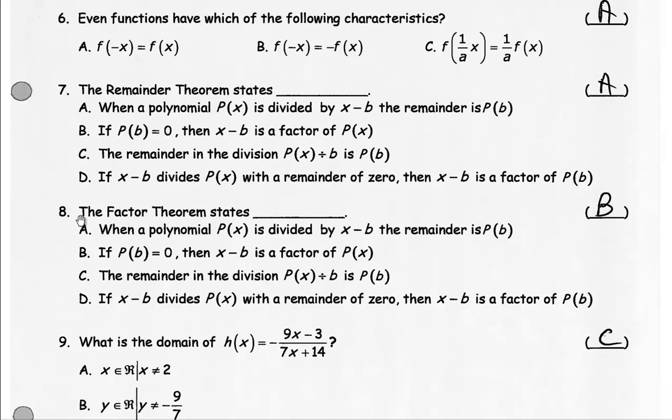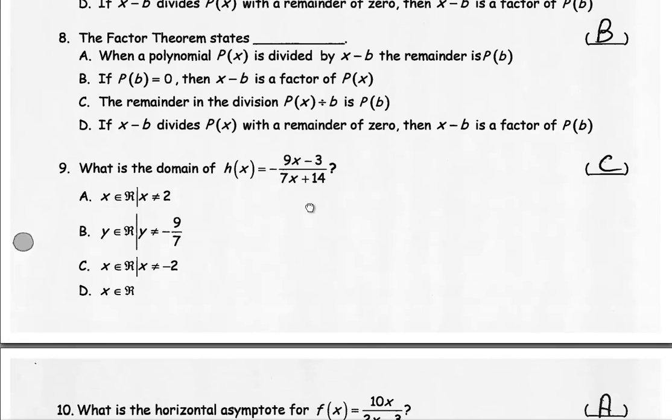Again, here number 8, we have the factor theorem states that if p of b equals 0, then x minus b is a factor of the polynomial. So the factor theorem is just saying that if you get a 0 for your remainder, that's what p of b equals 0 means, then x minus b would be a factor. Just like when you divide 12 by 3, you get 4, remainder of 0, so 3 is a factor of 12.